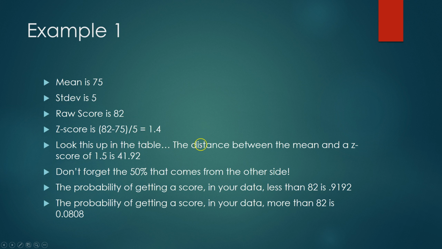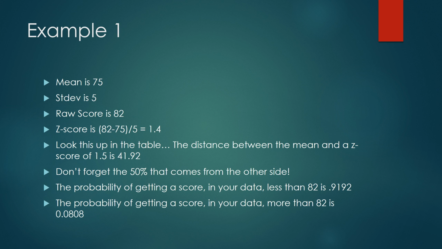And when I look that up in the table, it says 41.92 is the value. That means that the percentage of data points that are accounted for between the mean and 1.4 standard deviations, or a z-score of 1.4, is 41.92. That's 41.92% of all of the values in my data set are in that range.